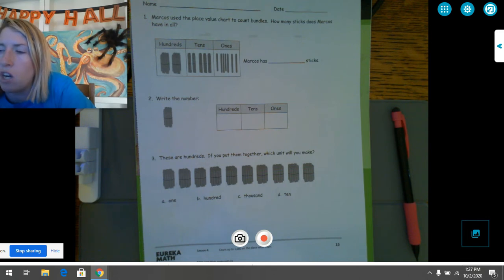Marcos used the place value chart to count bundles. How many sticks does Marcos have in all?